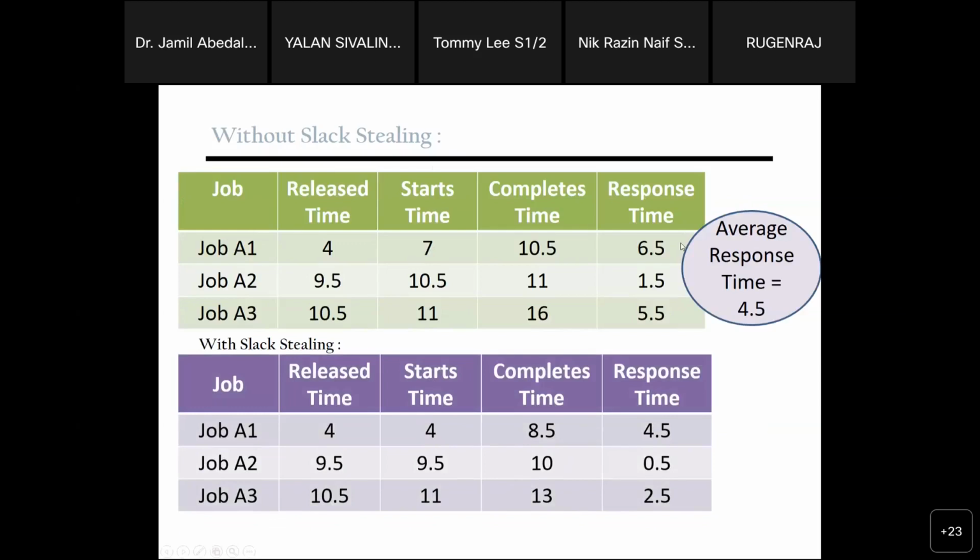The response time. How to find the response time? It's too simple. We deduct the release time from the completing time. Okay, so 10.5 minus 4, we get 6.5. 11 minus 9.5, we get 1.5. And 60 minus 10.5, we get 5.5. This is the response time without slack stealing. And as you see, the response time with slack stealing is much better. 6.5 becomes 4.5, 1.5 becomes half, and 5.5 becomes 2.5. Okay.